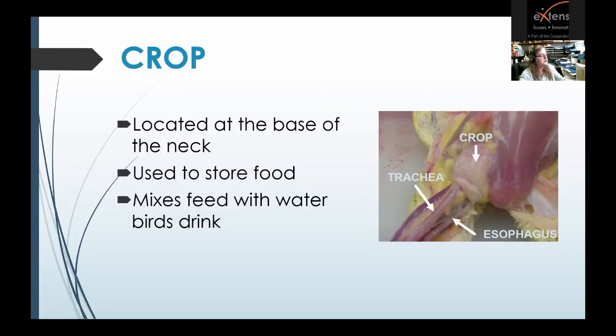The use of a crop is important for prey type animals such as birds. It allows them to consume food and then hide and digest it. So the crop plays an important role for birds. It's here that the feed gets mixed with water that the birds drink, again, to allow that flow of consumed food through to the rest of the digestive tract.